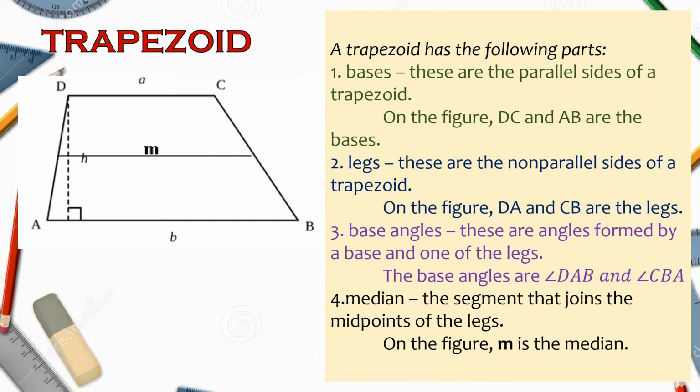Base angles. These angles are formed by a base and one of the legs. So, ibig sabihin, for example, if we consider DA or AD, we have AB. And then for the other angle, we have CB and AB. So, the base angles are angle DAB and angle CBA.